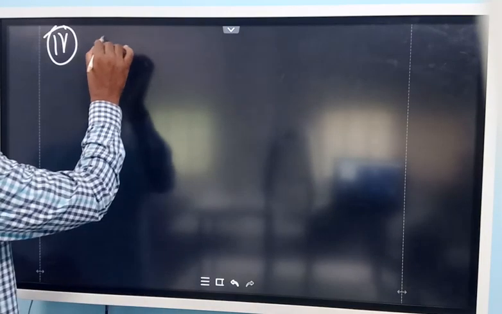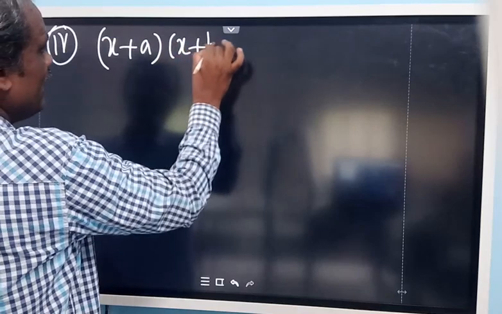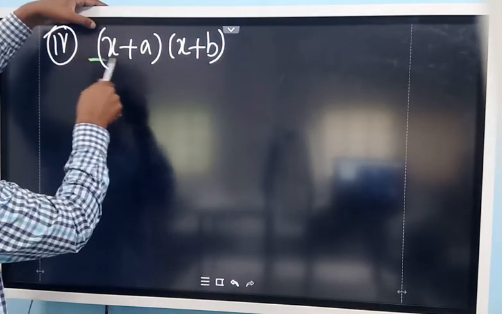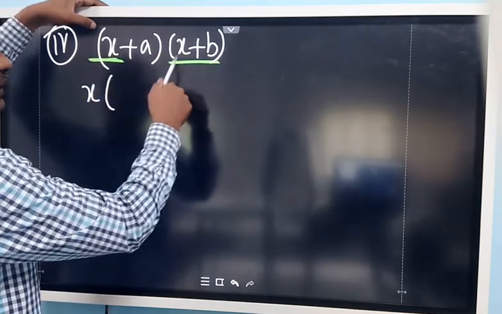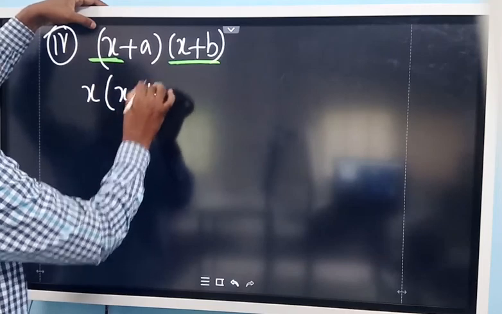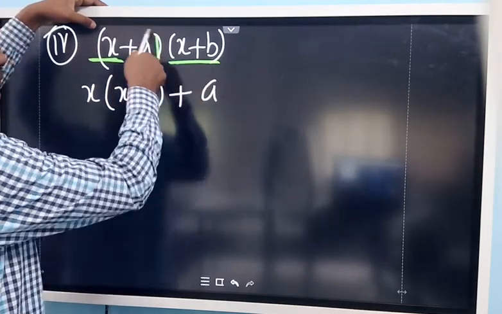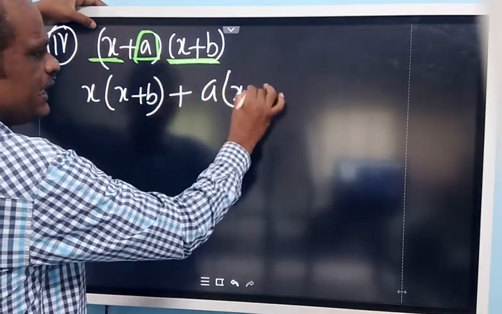The fourth identity is like this: (x + a)(x + b). We need to multiply x plus a and x plus b. Let us see what we will get. Select the first term x, then multiply it to the second expression x plus b, using the distributive property, plus a, the second term, into the second expression x plus b.